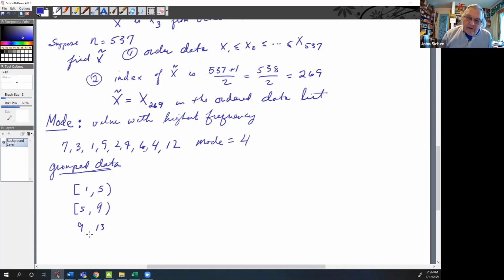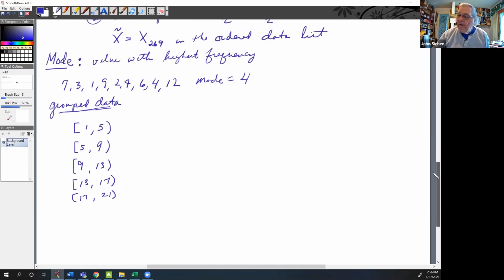Let me just save a little bit of time by writing these without talking too much. 9, 13, 13, 17, and 17, 21. So this is the smallest piece of data that goes in the bin. This is the upper limit for the bin, but 5 doesn't go in the bin. 5 goes in the next bin. You know how that works.